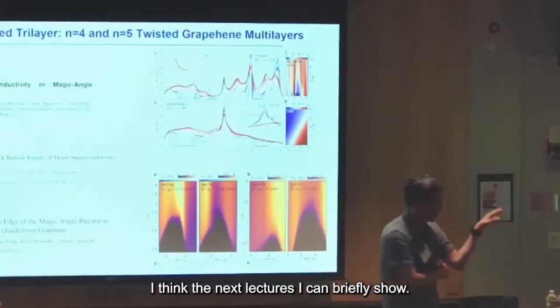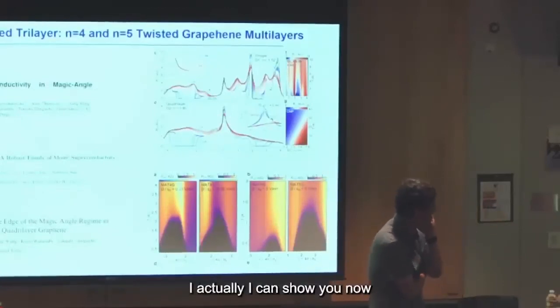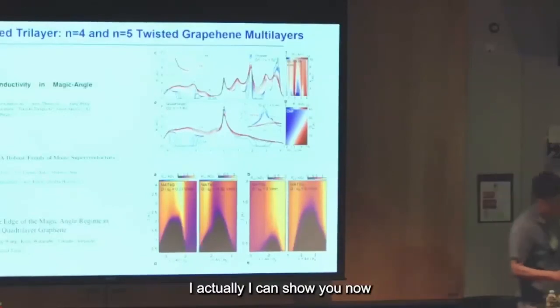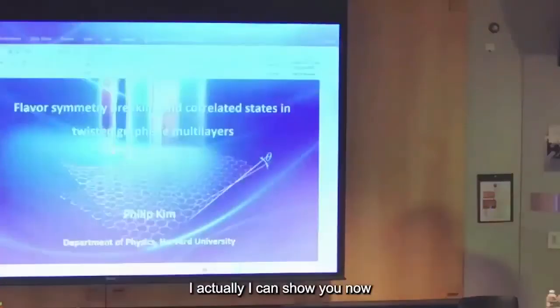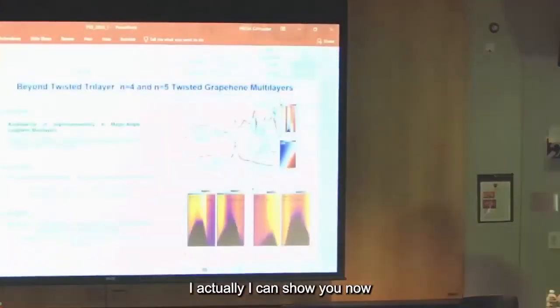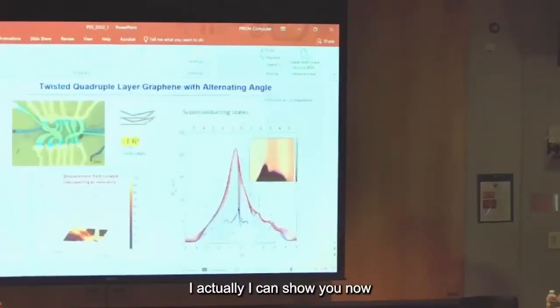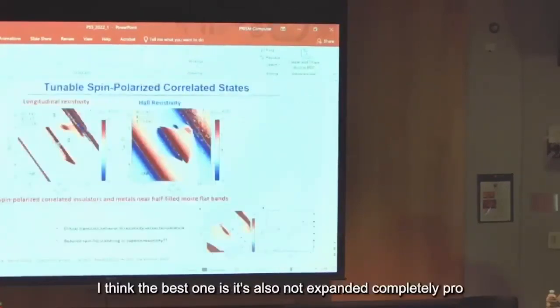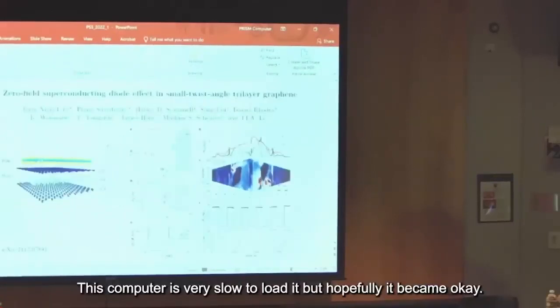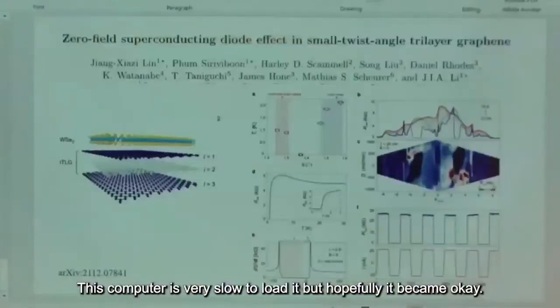I think in the next lectures I can briefly show it. I can show it now. That's better. I think the best one is also not experimentally completely proved. This computer is slow to load it, but hopefully it can.